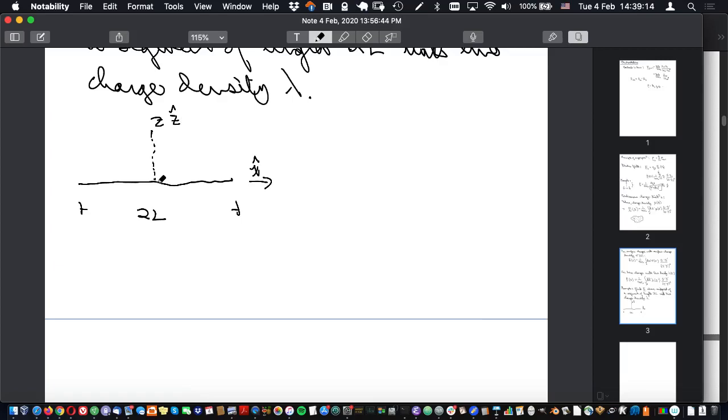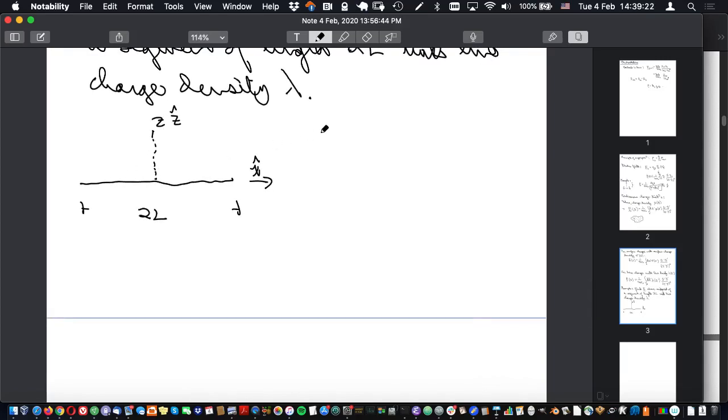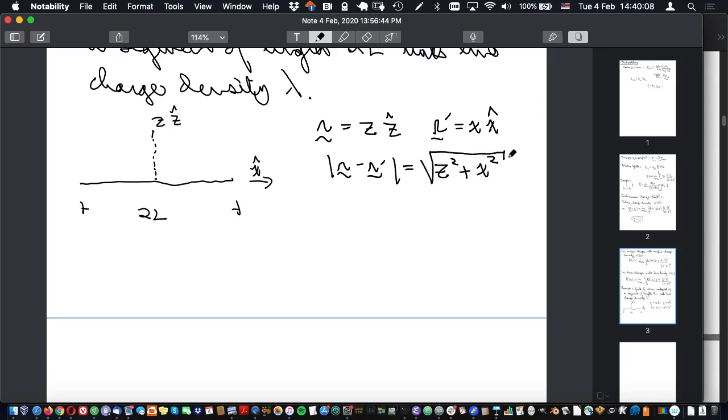Okay, so how do I calculate this? Conventions. The position R, the place at which I want to know the field, is just going to be some number z in the z direction. The R prime, which is my source position along this line, is just going to be some number x in the x direction. And then my R minus R prime is just the distance between the point where I'm at and here. So it's given to me by the square root of z squared plus x squared, right?